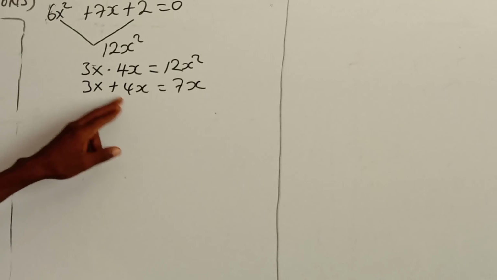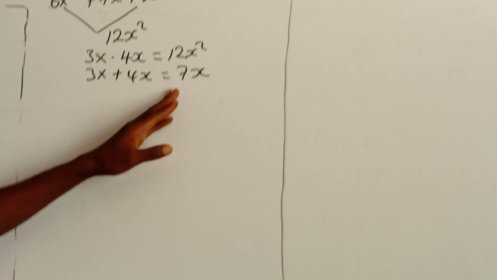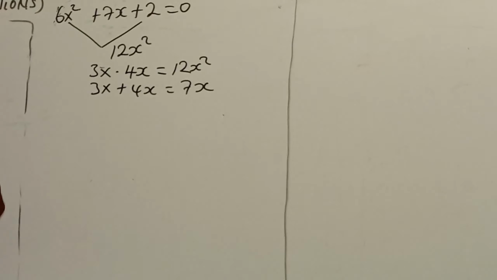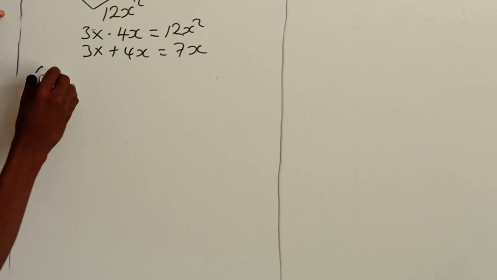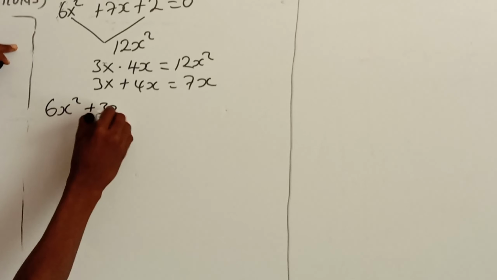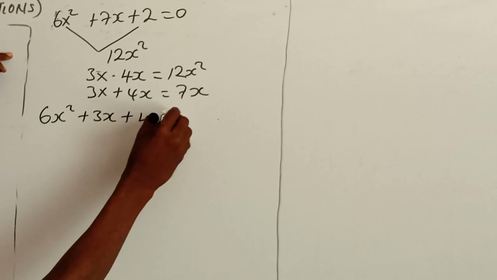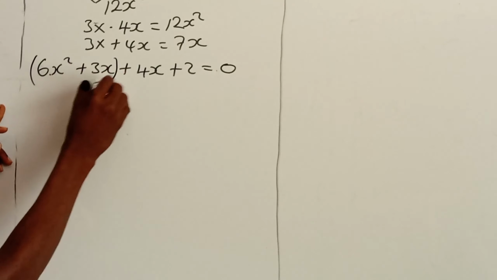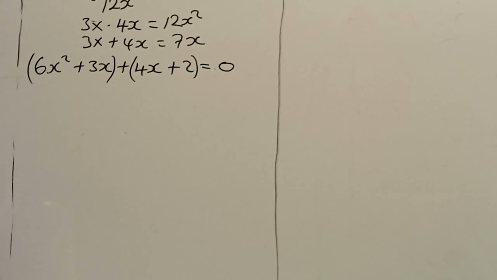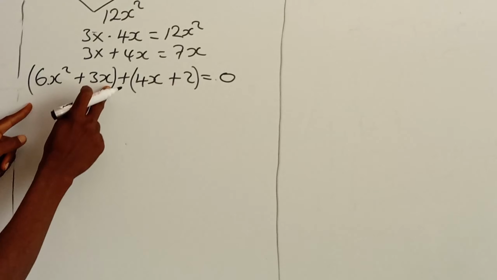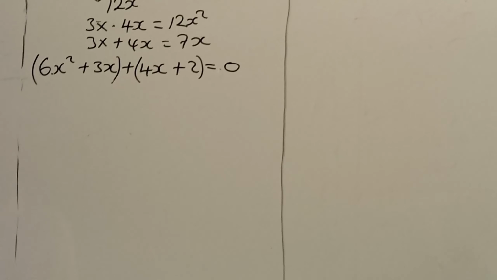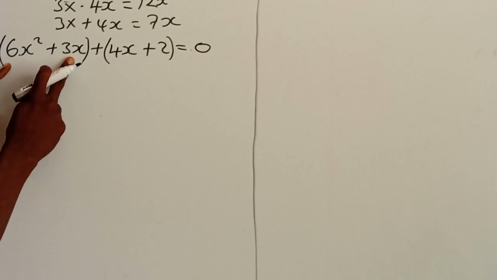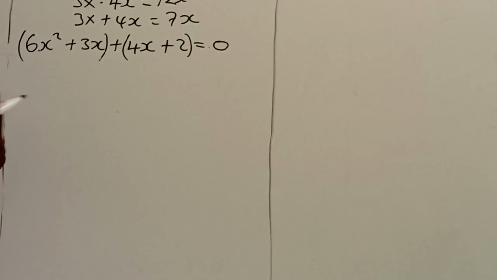So 3x plus 4x gives us 7x. So if you replace the middle term, it says 6x² + 3x + 4x + 2 = 0. So we group this into two. 6x² plus 3x. What is the common factor here? Let's think.